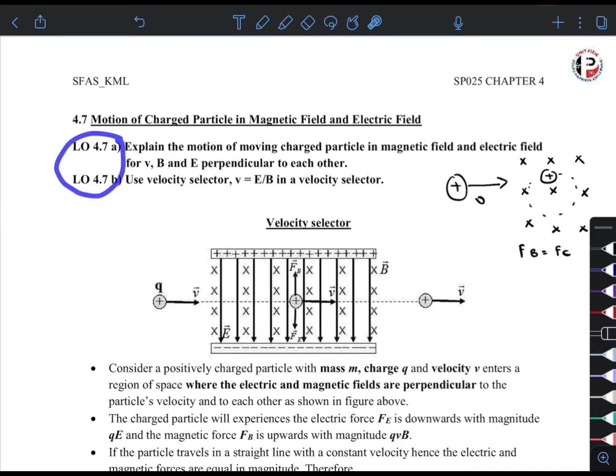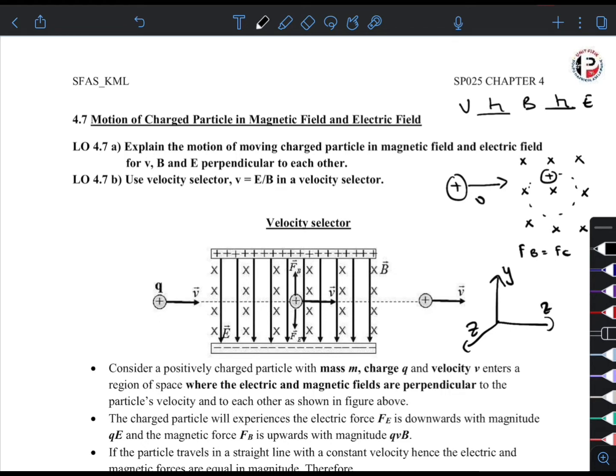So we have two learning objectives here. The first one is to explain the motion of the moving charged particles in magnetic field and electric field for velocity v, magnetic field B and also electric field E perpendicular to each other. Maksudnya kita punya velocity perpendicular to the B, perpendicular to the electric field. They are all perpendicular to each other. Contoh, satu along y axis, another one along x axis, another one along z axis.